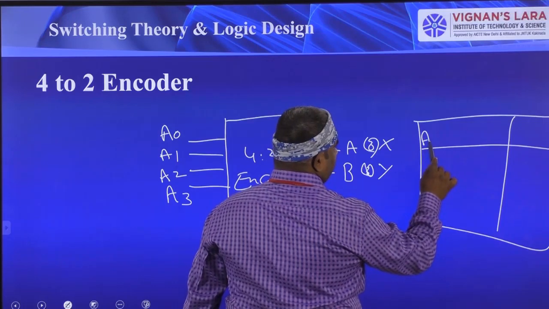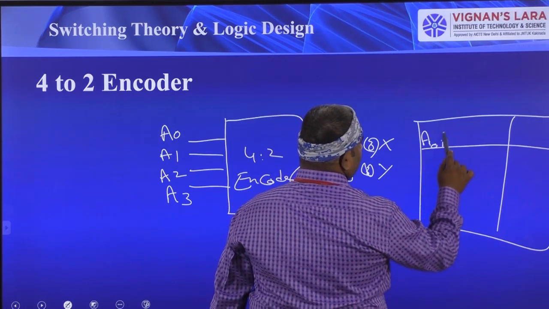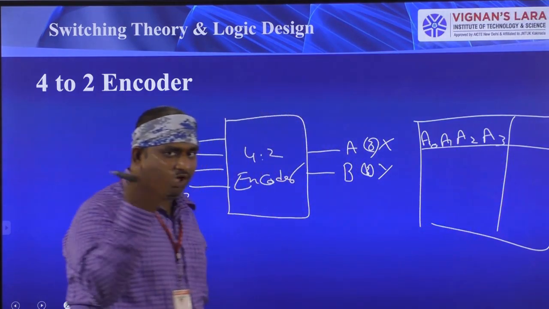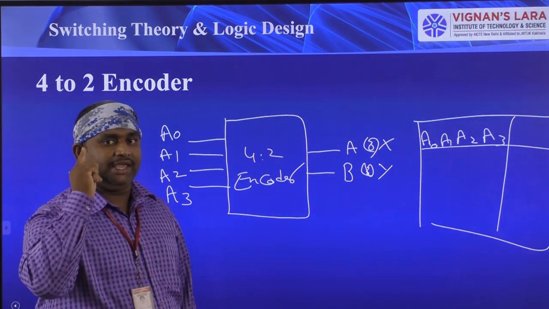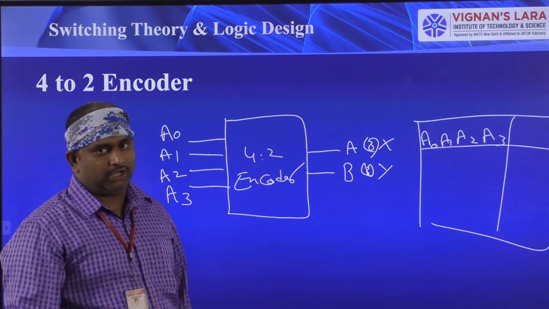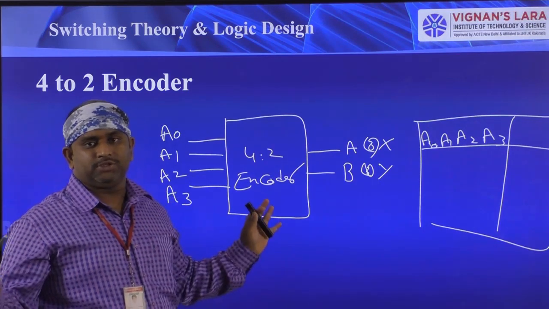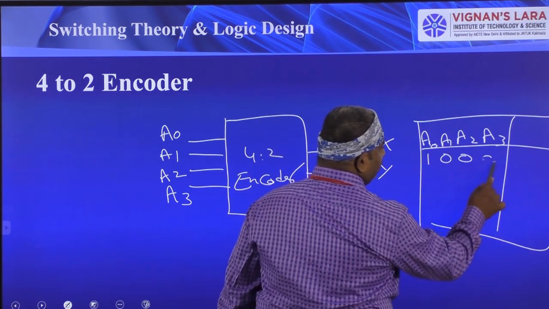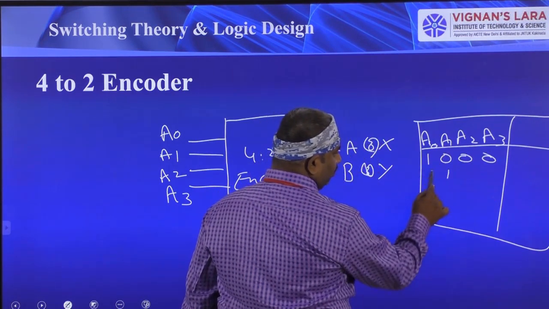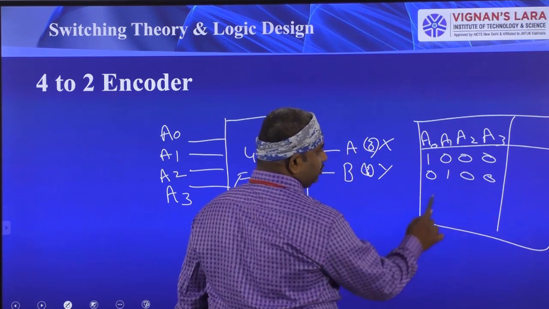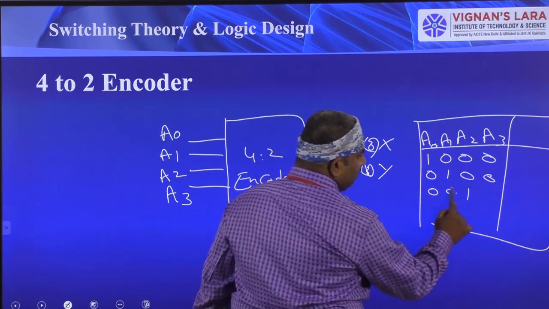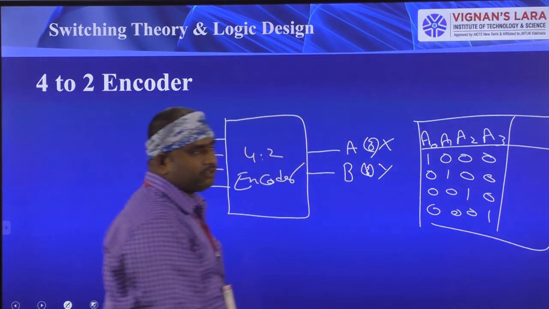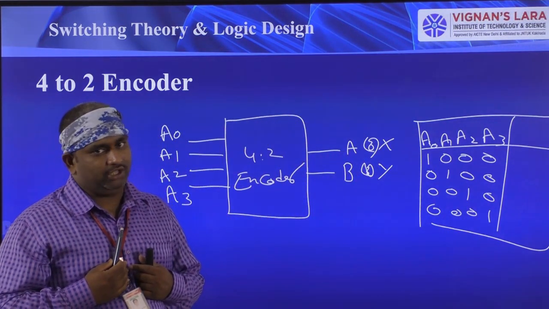So A0, A1, A2, A3. I said that we have 4 inputs. My condition is any one of the inputs is going to switch on, and the remaining inputs are all 0. So if A0 is equal to 1, the remaining inputs are 0. If A1 is equal to 1, the remaining inputs are 0. If A2 is equal to 1, the remaining inputs are 0. If A3 is equal to 1, the remaining inputs are 0. So this is my condition at the input side.